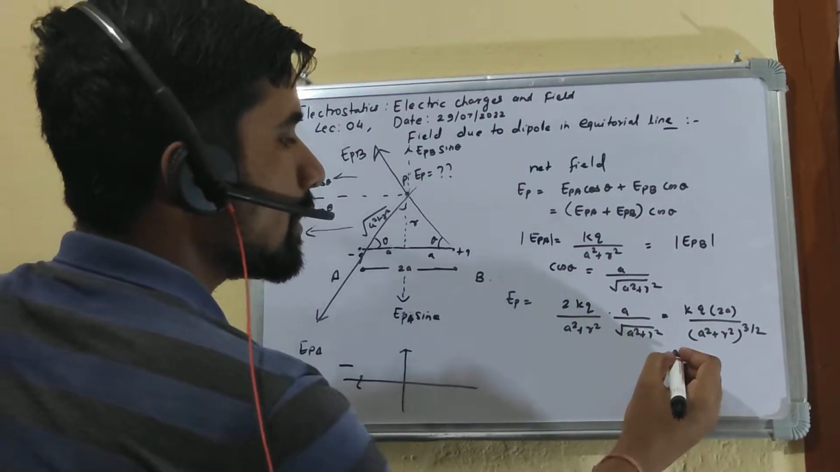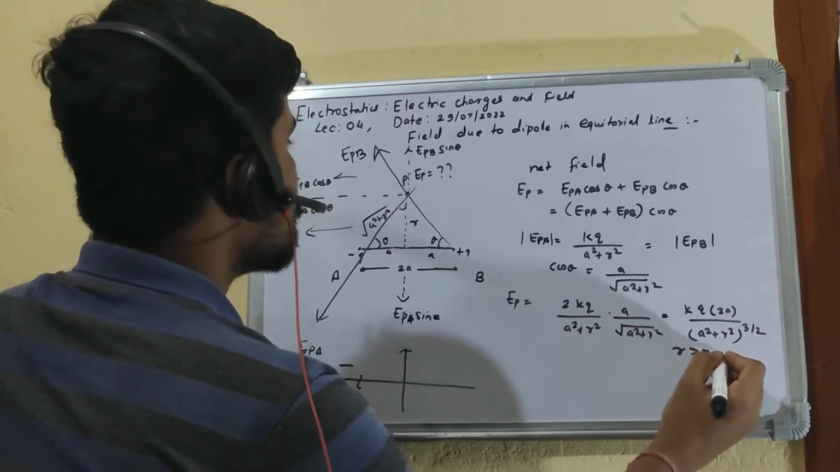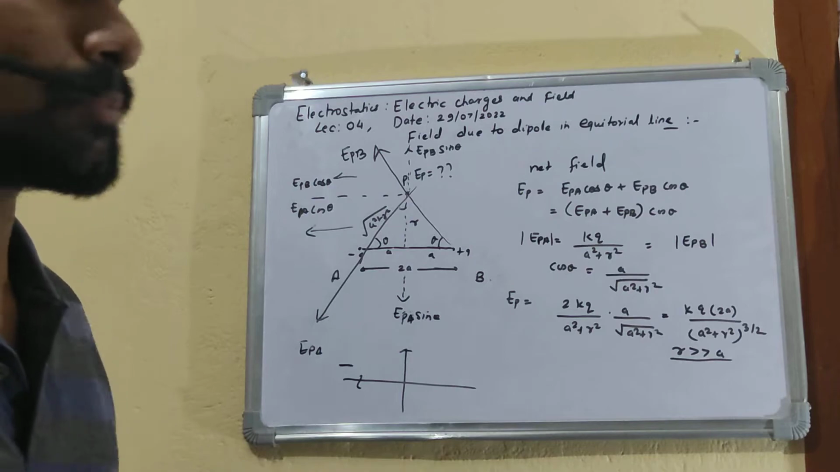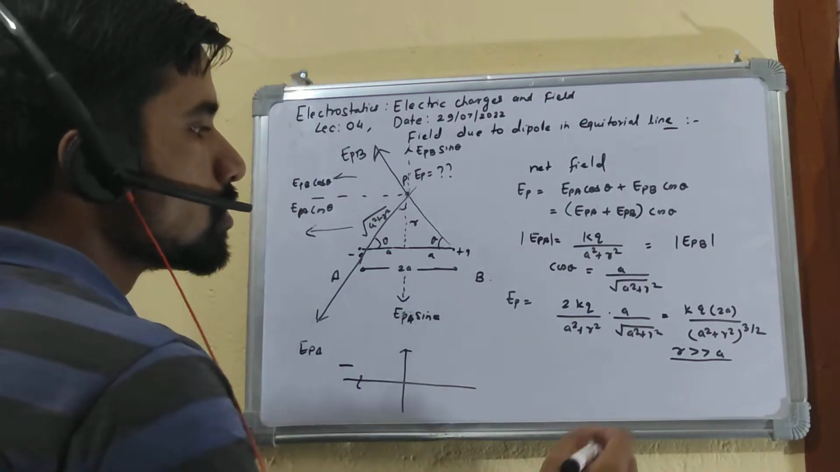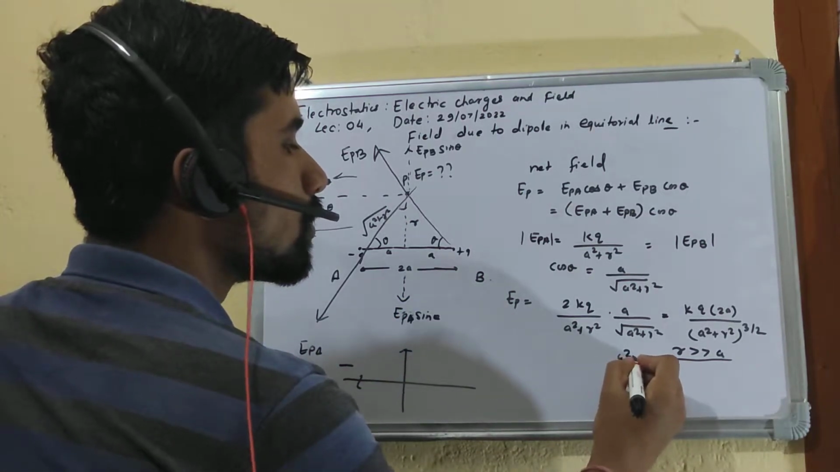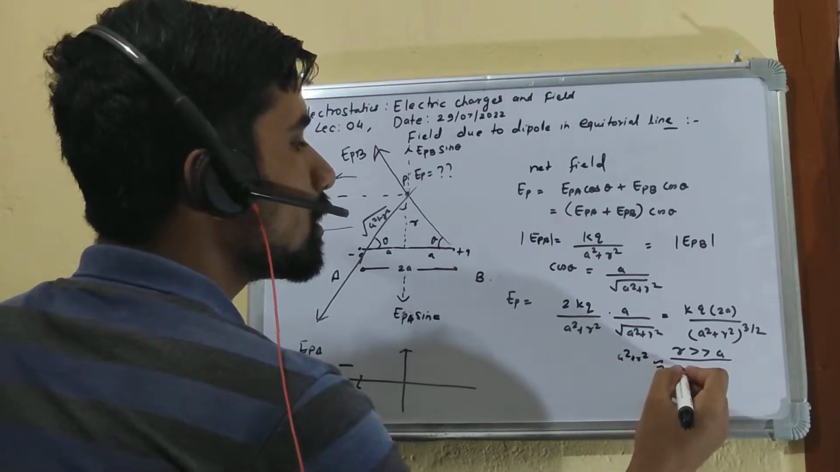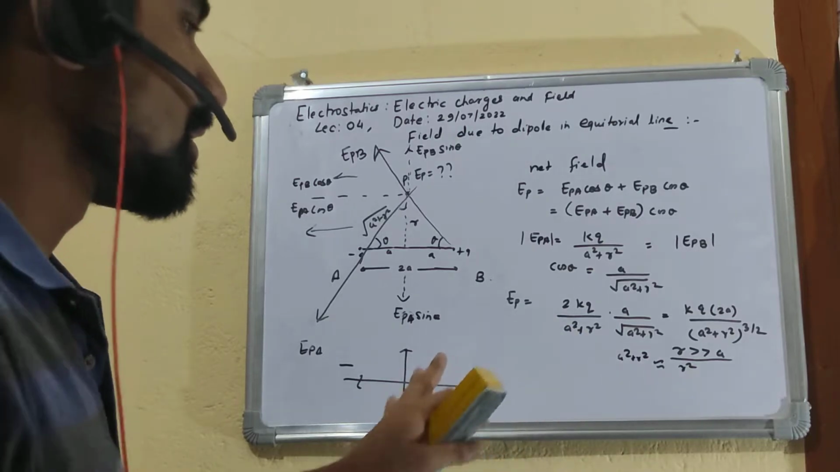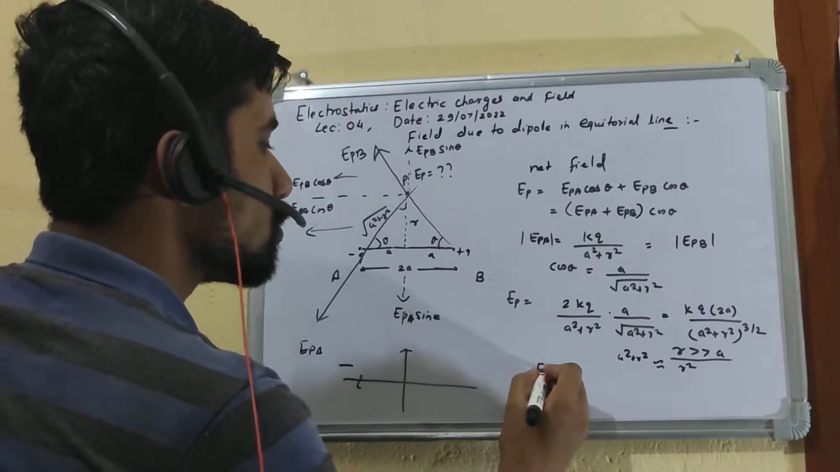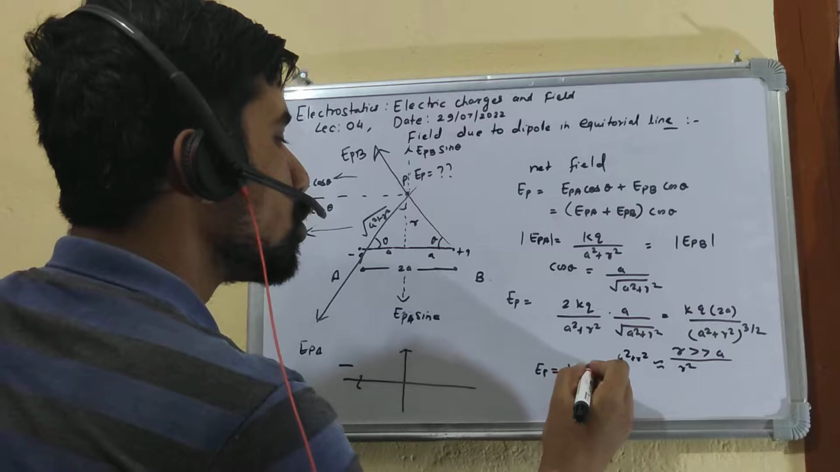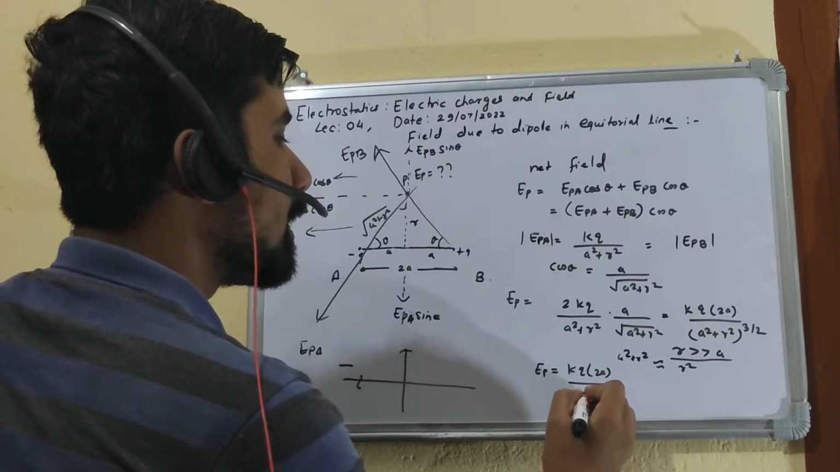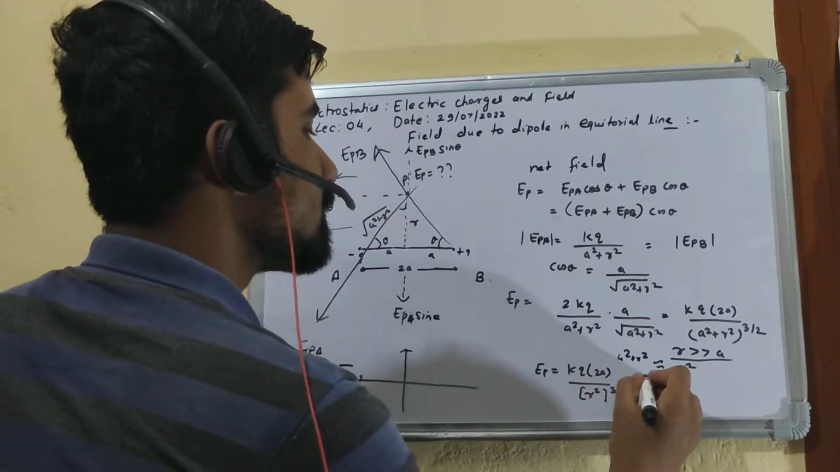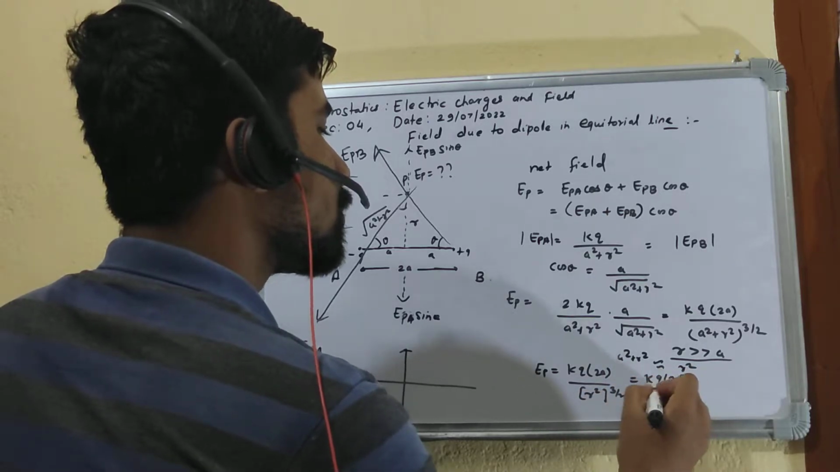Now we have the same assumption that the position where we are calculating the field is very far compared to the distance between the charges, or half of the distance. So a square plus r square will be approximately equal to r square, since a is very small and it won't have enough contribution. So now EP will be kq 2a upon r square power 3 by 2, so it is kq 2a by r cube.